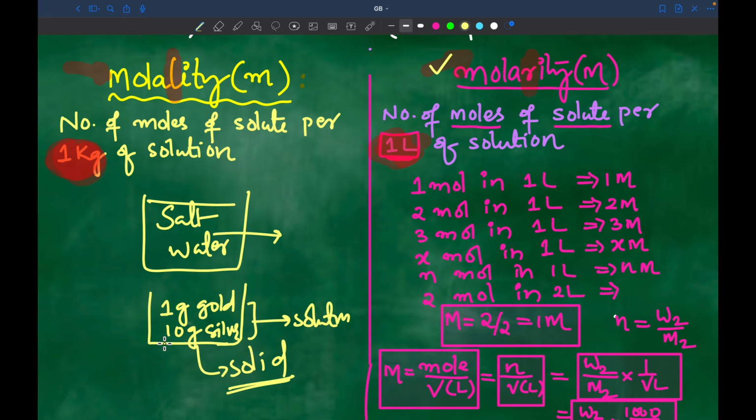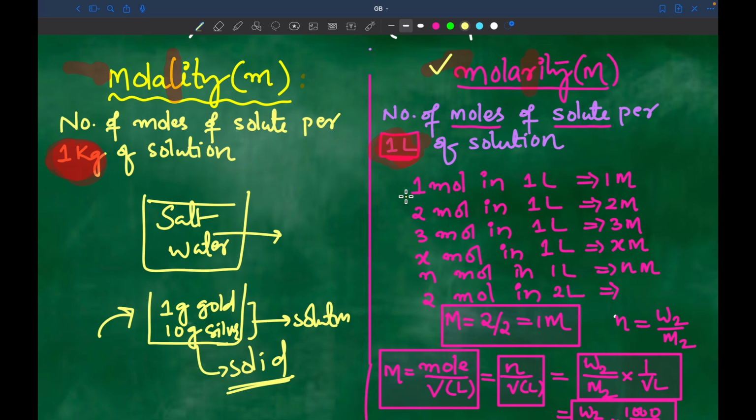Okay. So for solid solutions, it is not obvious that we can determine the volume of the solution in liters. That's why, for solid solutions, molality would be a much better way to express concentration.